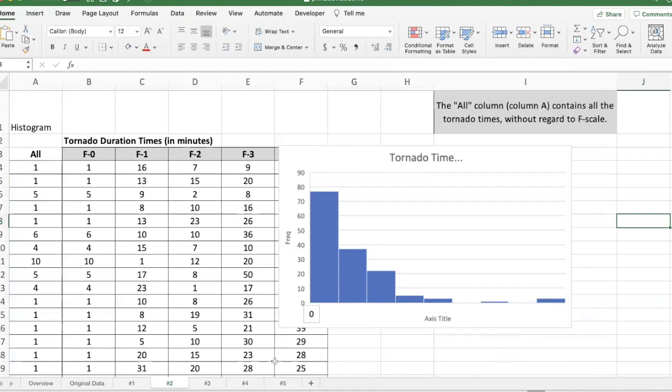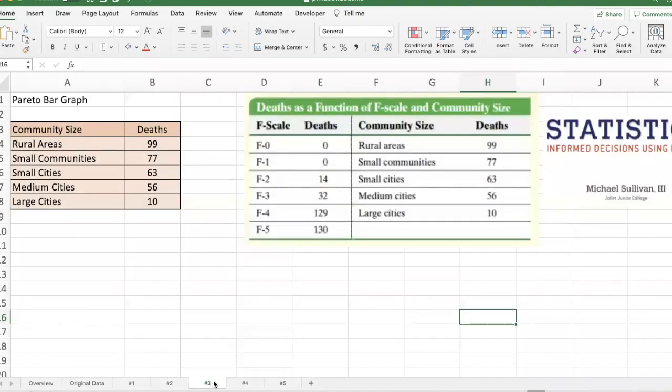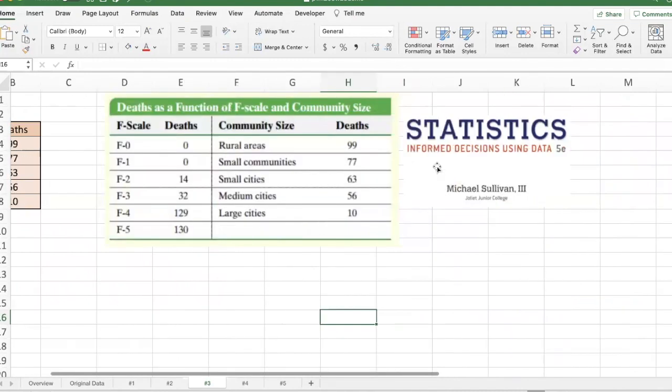Okay, let's go on to the next one, which is the one where we're going to do a power 2 graph. And this is the community size. So where did these tornadoes hit and how many deaths occurred? And you have the different scale tornadoes. Remember that the stronger the tornado, the higher the F scale. And so we got the different types of communities, ranging from the most rural ones to the most urban. And you can see most of them hit in rural areas. That makes sense because the country is made up of more rural areas than the large city areas.